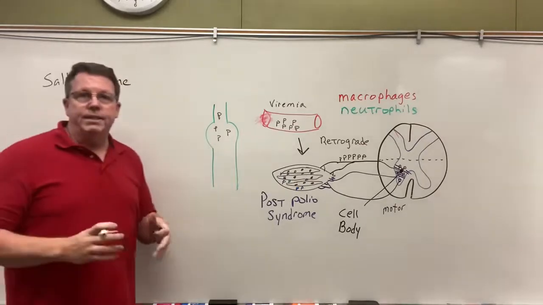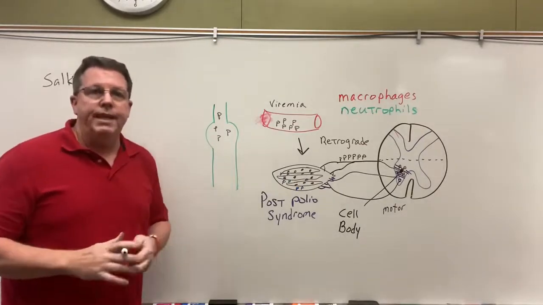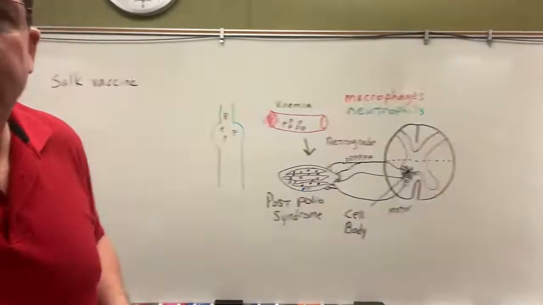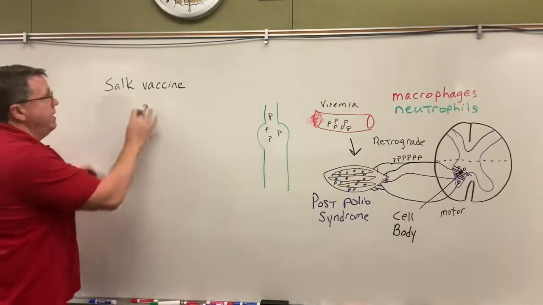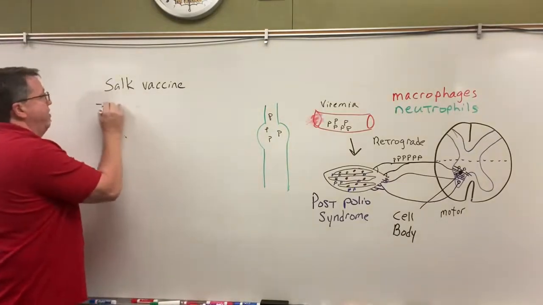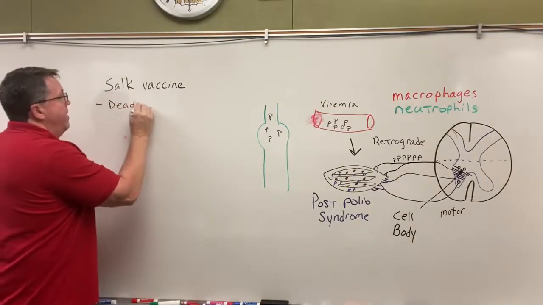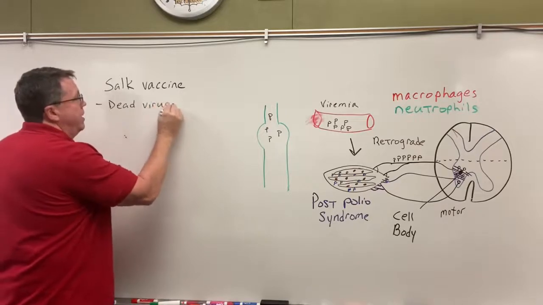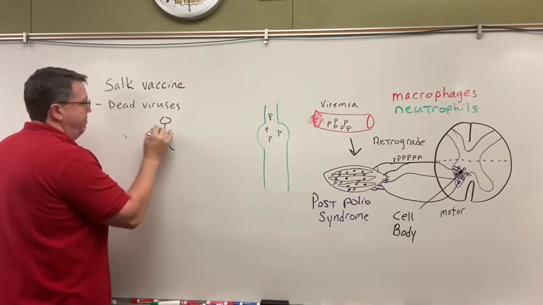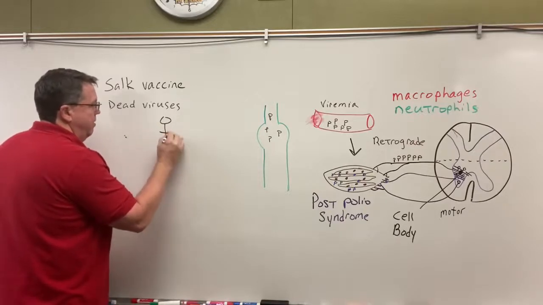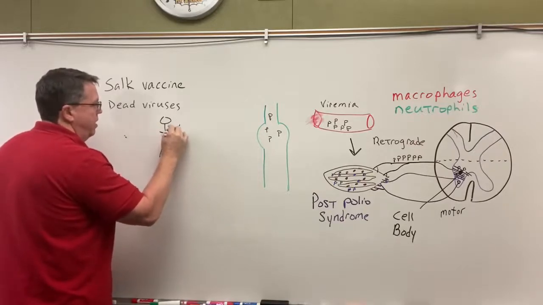The Salk vaccine is actually made up of dead viruses. So what they did, and I can't remember exactly how they did it, but the Salk vaccine was made up of dead viruses. And then what they would do is they inject the dead virus into people, right? So I'm going to inject it here. There's my little needle, right?